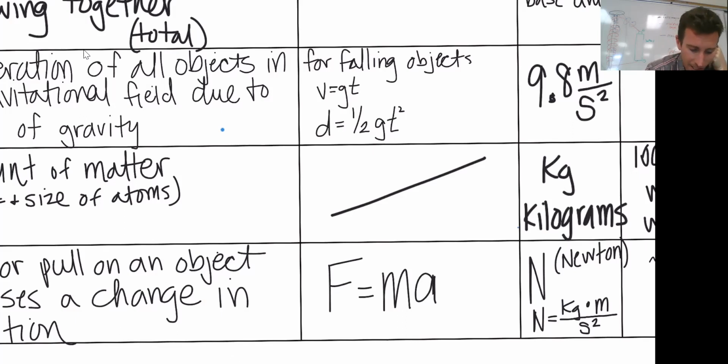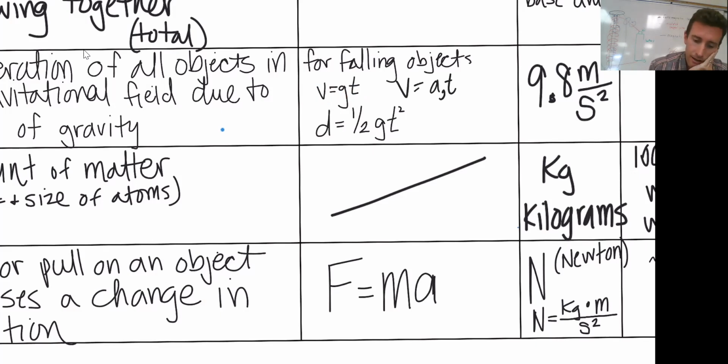The first one is that I can find the velocity of a falling object. Velocity is equal to acceleration due to gravity times time, or v equals gt. I could also write that, since I know the other equation is that v equals a sub g times t. Velocity is equal to acceleration times time.